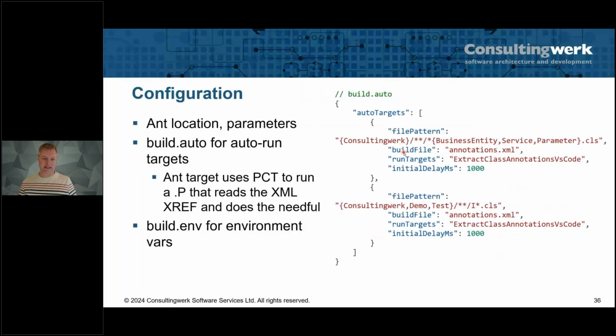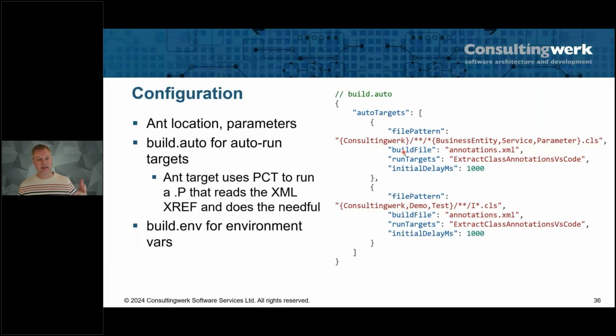Again, there's standard configuration, and the important things are where Ant is and what parameters there are. So certainly for anything with PCT, you've got to add -lib and point it to the location of the PCT jar file. You may point it to other jar files like ant-contrib or something like that. So that's the one important thing.